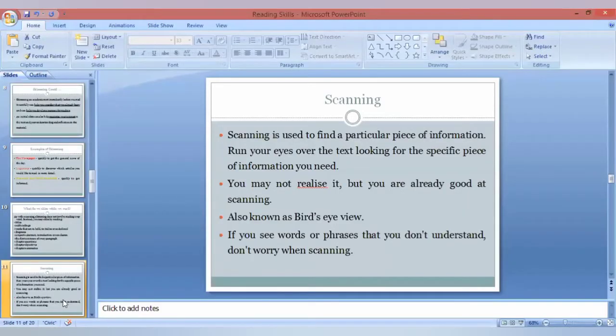Now, scanning is used to find a particular piece of information. Once again, you run your eyes over the text looking for a specific piece of information that you need. And here you may not realize it, but you are actually already good at scanning. We don't even realize when we are scanning a document, but in fact, most of us are good at scanning. And this mode of reading is also known as bird's eye view.